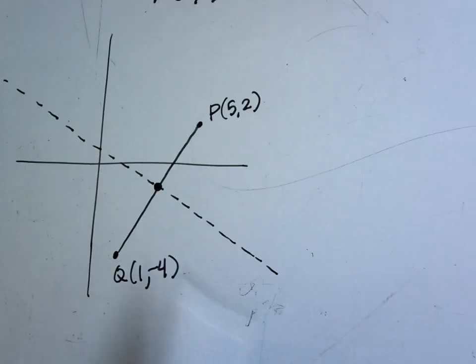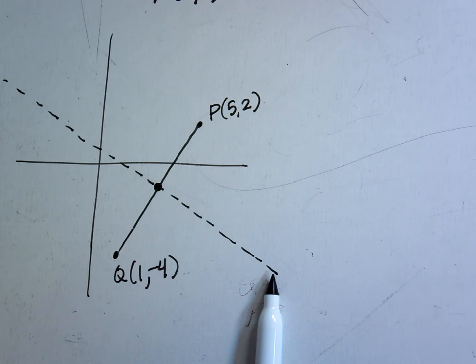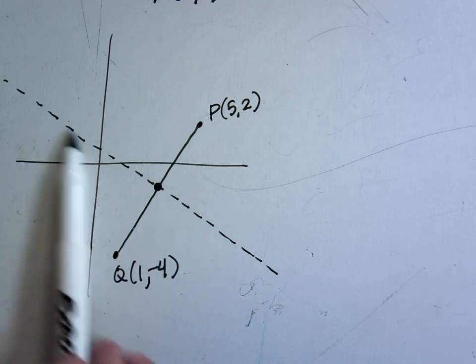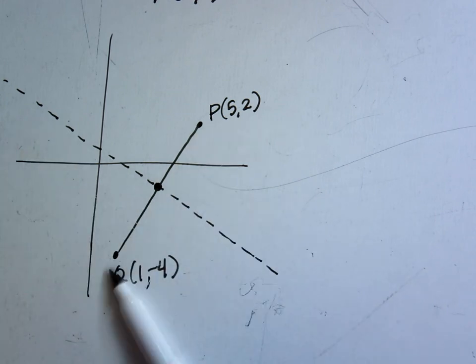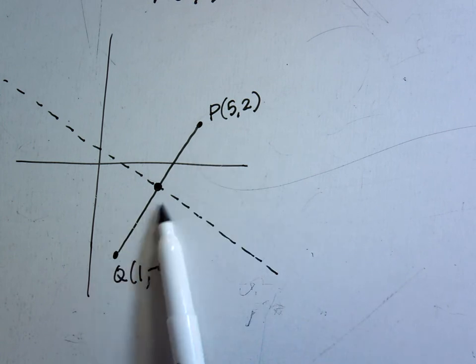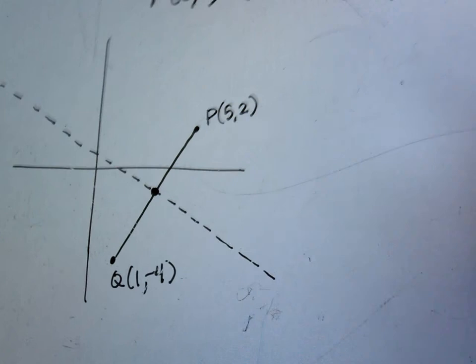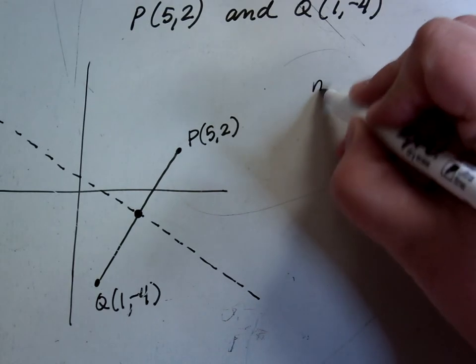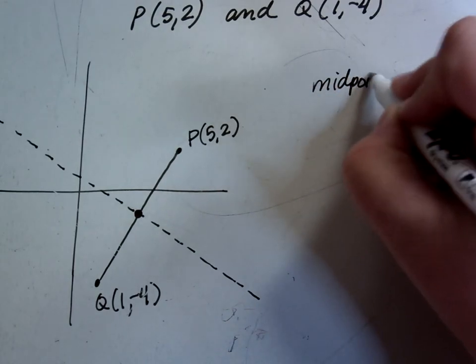If it's a perpendicular bisector, it's perpendicular, which means its slope is the opposite reciprocal of whatever the slope of PQ is. And bisector means it goes right through the midpoint. So first thing I'm going to do is find the midpoint of PQ.